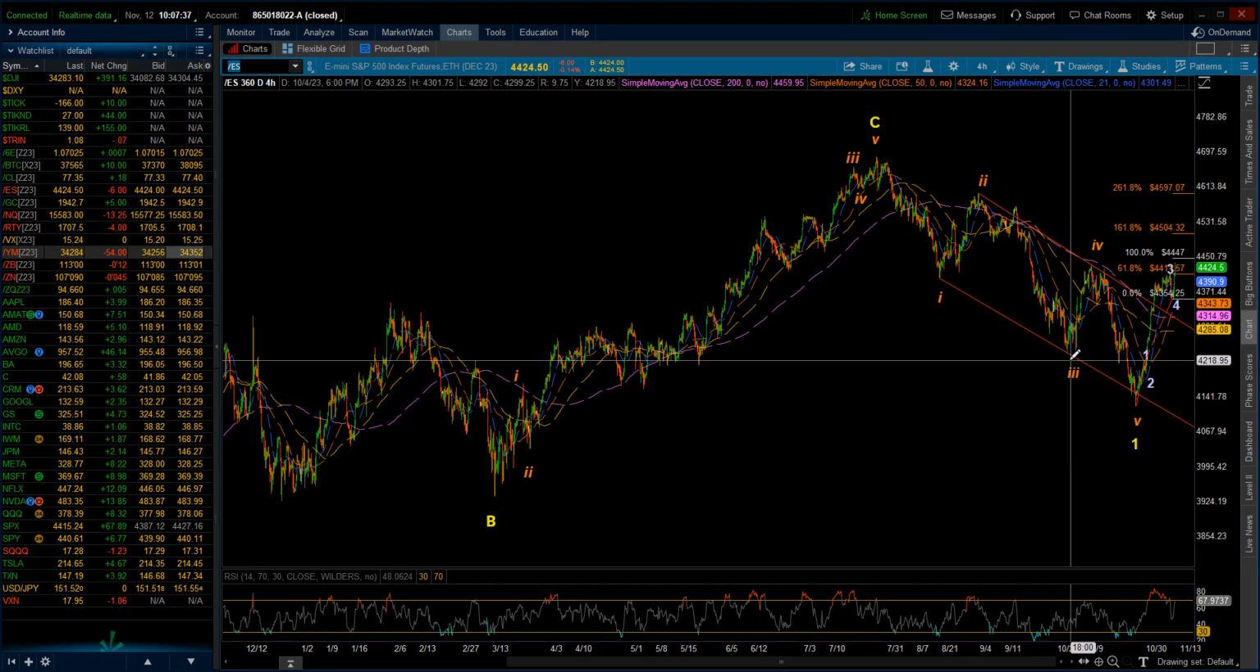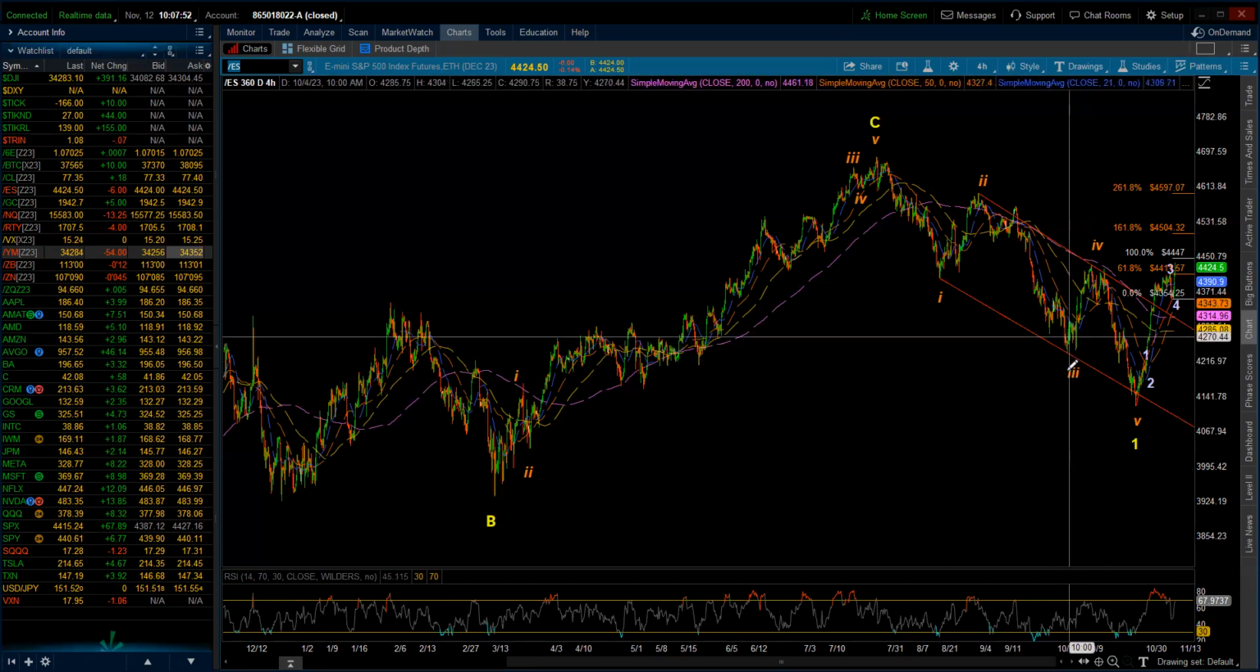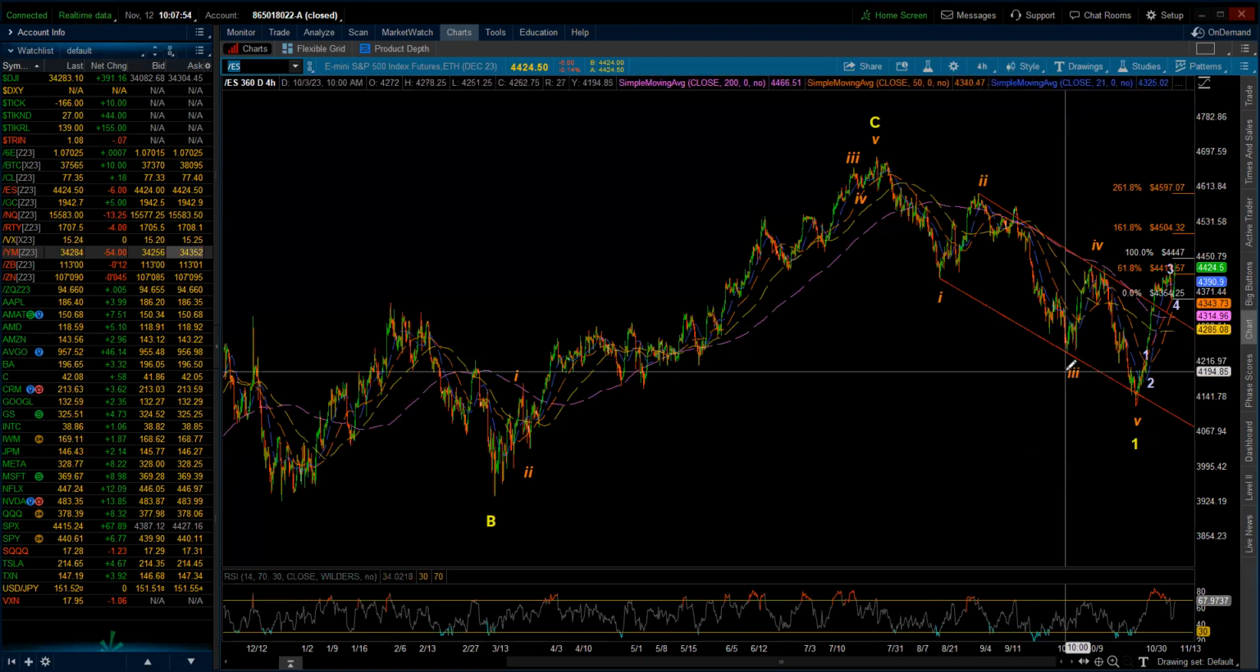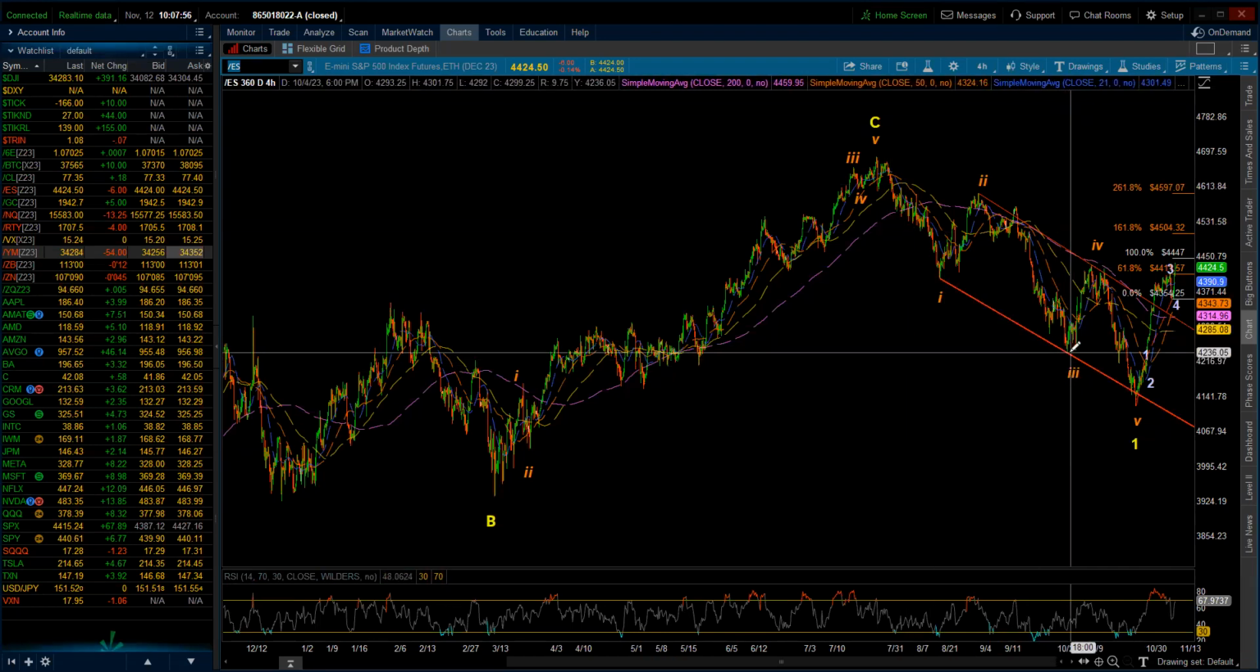So again, we have the contracting and expanding varieties. In the contracting variety, wave 3 is usually shorter than wave 1. And in the expanding, wave 3 is usually longer than wave 1. Here it is longer than wave 1. In the S&P, wave 3 is not the shortest wave.